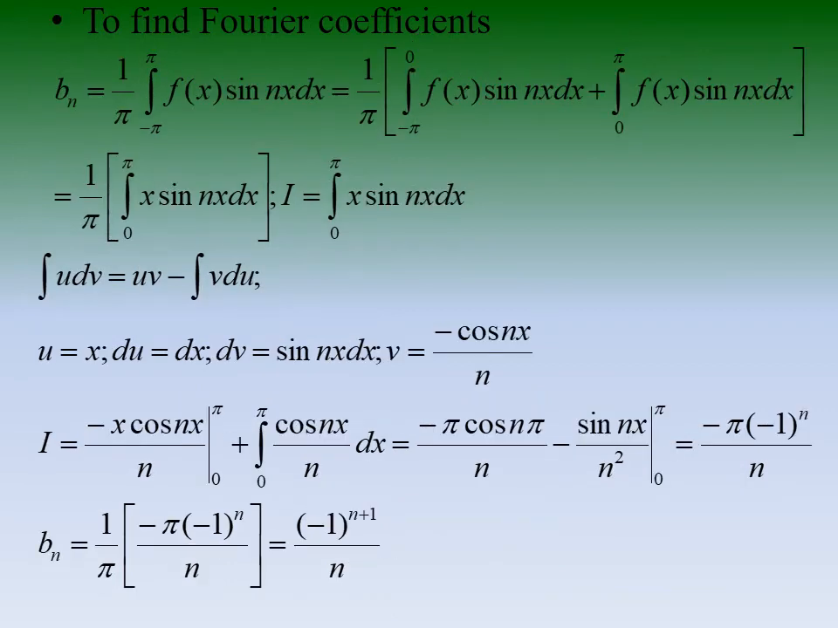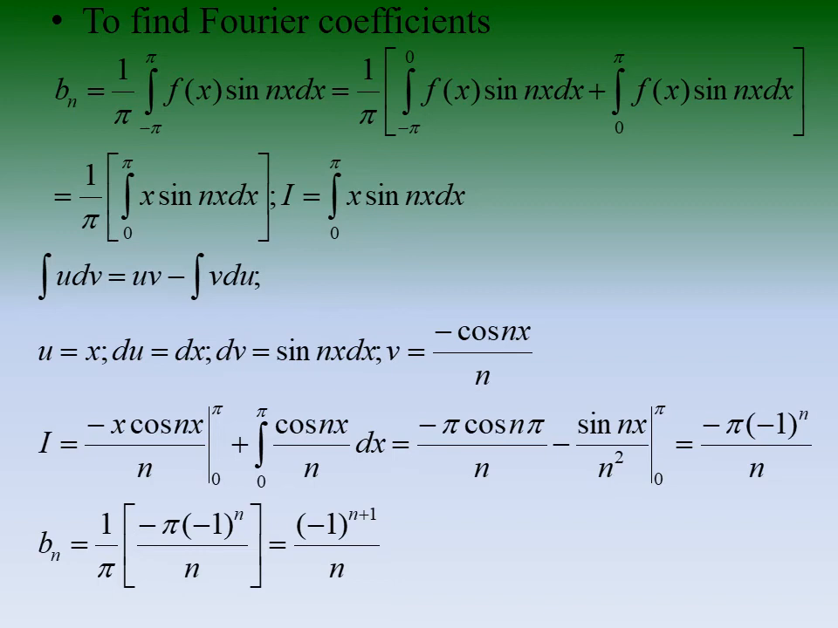Now we have to find the Fourier coefficient b n. So b n is equal to 1 by pi integral from minus pi to pi f of x sin nx dx. This can be written as 1 by pi integral from 0 to pi x sin nx dx, because from minus pi to 0 f of x is 0. Here I have taken I is equal to integral from 0 to pi x sin nx dx. Here also it is of the form integral u dv. I have taken u is equal to x and du is equal to dx. So dv is taken as sin nx dx, so v is equal to minus cos nx by n.